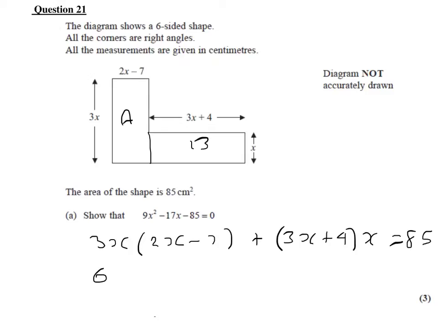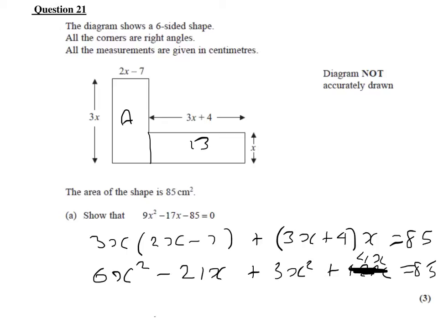So we've got 6x squared minus 3x times minus 7 is 21x, plus 3x squared plus 12x, should I say? Just to show you where that's come from. So 3x times x, x squared, 3x, so 4 times x. In fact, I've corrected myself there, so let's just change this to 4x. If I'd carried on, I would have seen it wouldn't have come to the right answer, but I've spotted that. So equals 85.